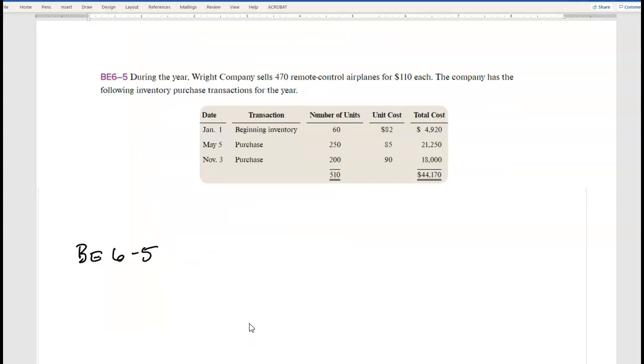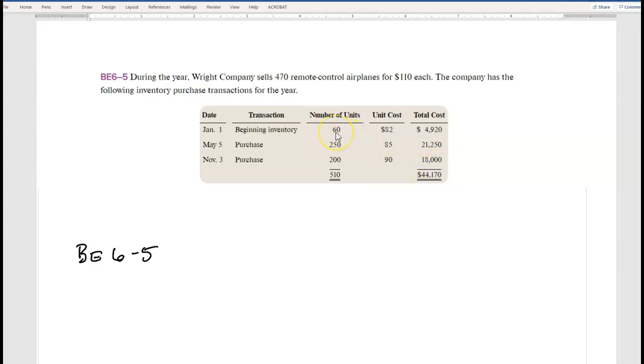Okay, we're going to start with brief exercise 6-5. This is straight out of your textbook, so you could open your textbook if you want and follow along. During the year, Wright Company sells 470 remote control airplanes for $110 each. The company has the following inventory purchase transactions for the year. So they list the beginning inventory. Remember the graphic. Beginning inventory plus purchases equals cost of goods available for sale. What did we have that we could sell?